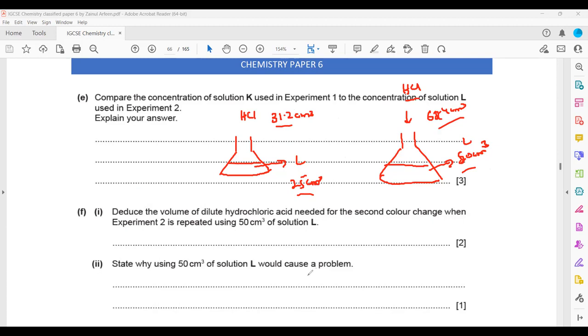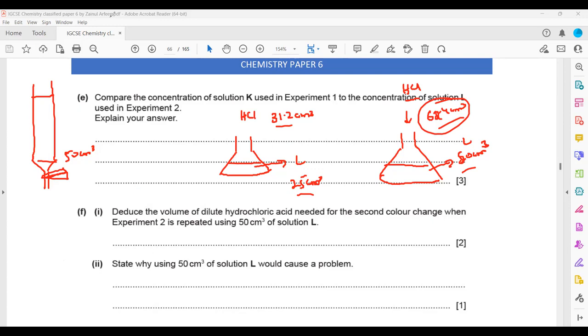But what is the problem if we use 50 cm³ of L? Because we are adding hydrochloric acid from a burette, and a burette can hold a maximum of 50 cm³. So if I want to add 62.4 cm³ of hydrochloric acid from the burette, what do I have to do? I have to refill the burette, because the maximum volume we can use from the burette is 50. If we need more than 50, then the burette must be refilled.